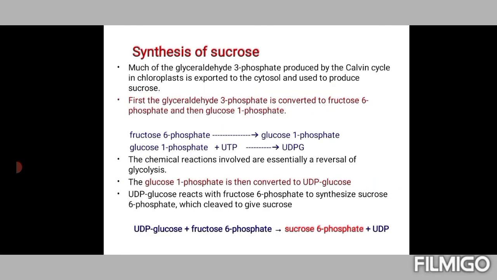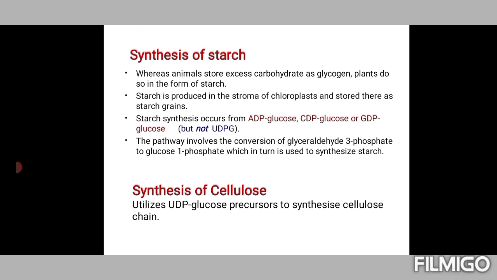Now, from fructose 6-phosphate, which is formed by condensation of glyceraldehyde 3-phosphate, we can produce glucose 6-phosphate, then glucose 1-phosphate. Glucose 1-phosphate combines with uridine triphosphate to give UDPG, and UDPG is the precursor for the production of sucrose. So from this, sucrose can be produced. Instead of UDPG, ADPG, CDPG or GDPG can also be produced. These are the precursors of starch, but not UDPG. UDPG cannot be used for synthesis of starch, but UDPG can be used for the synthesis of cellulose.